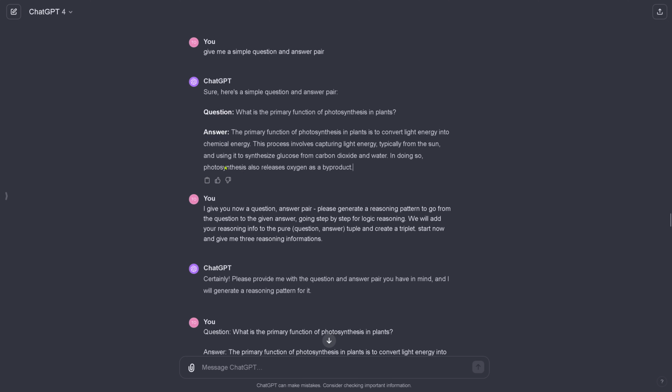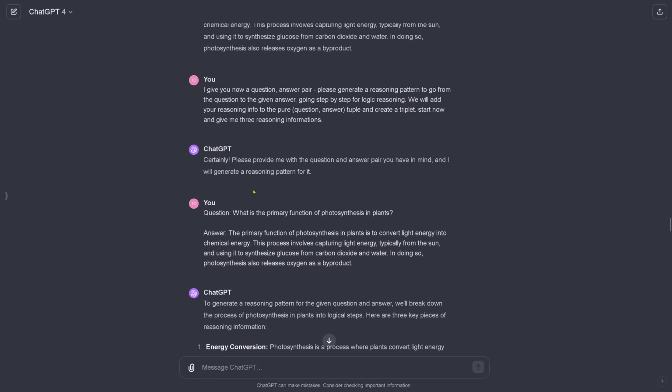Now we create here additional synthetic valuable information. Let's see how we do this. I say, hey, I give you now a question and an answer, so a question-answer pair. Please generate a reasoning pattern, like in chain of thought, to go from the question to the given answer, going step by step for logic reasoning. We will add your reasoning information to the pure question-answer tuple and create a triplet. Start now and give me 3 reasoning informations. Now I forgot to add here the question or the answer.